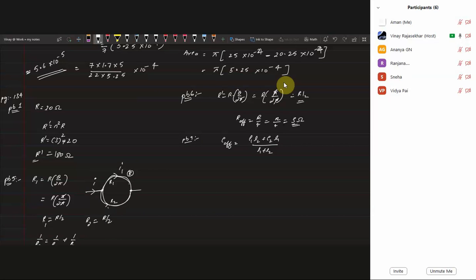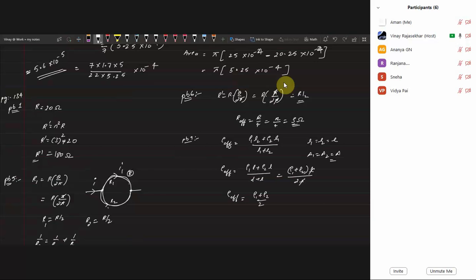Now what they're asking in the question: two metal wires having identical dimensions. Identical dimensions means L1 equal to L2 is equal to L, and area of cross section A1 is equal to A2 is equal to A. Then effective resistivity is rho 1 L plus rho 2 L divided by L plus L, that is 2L. Taking L common, rho 1 plus rho 2 into L divided by 2L, cancel L and L, then rho effective is equal to rho 1 plus rho 2 by 2.